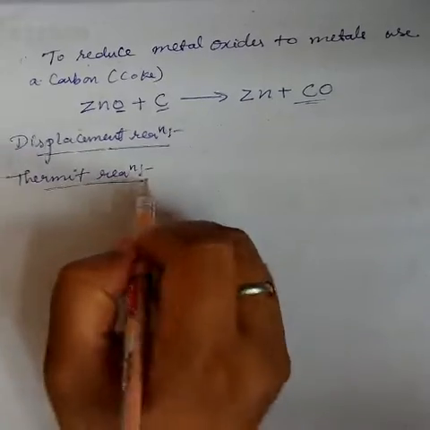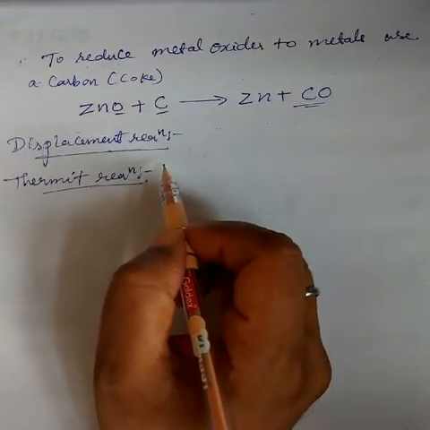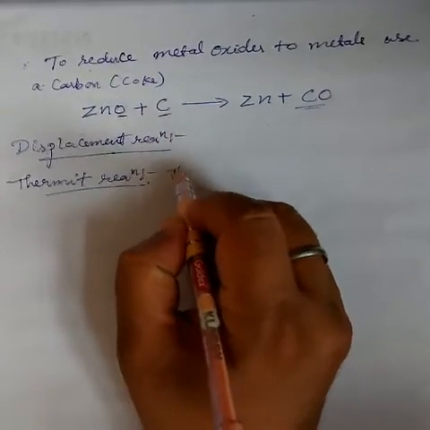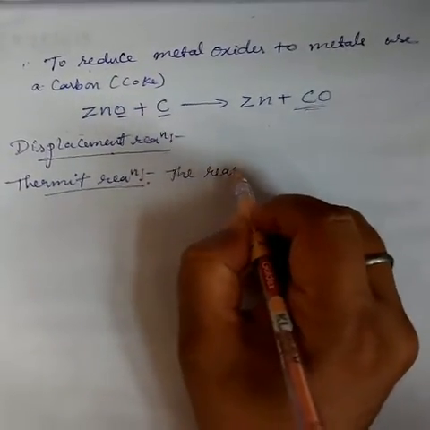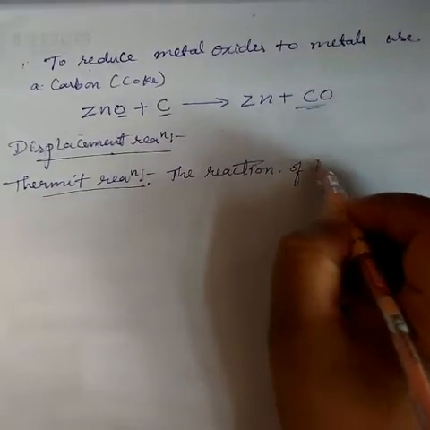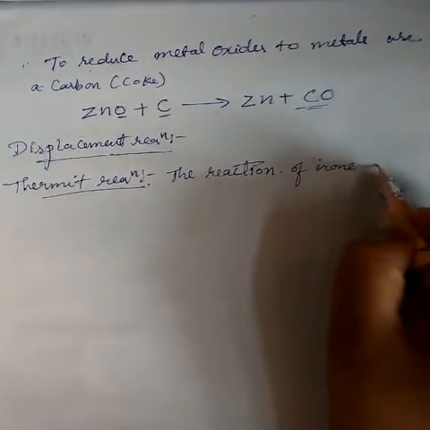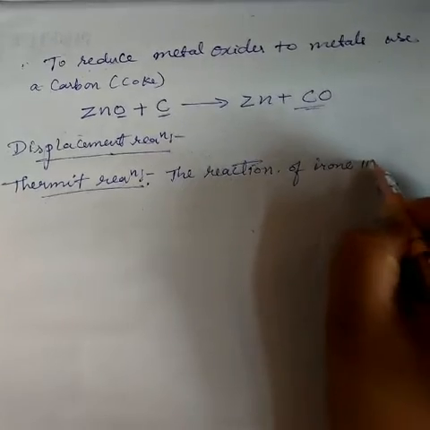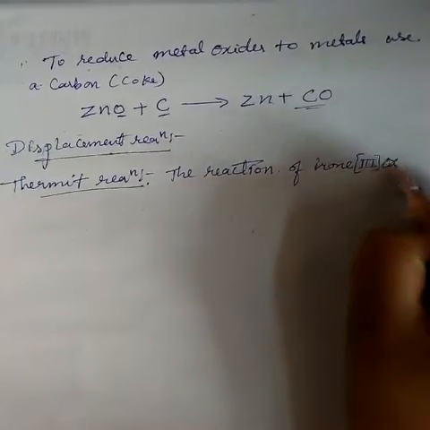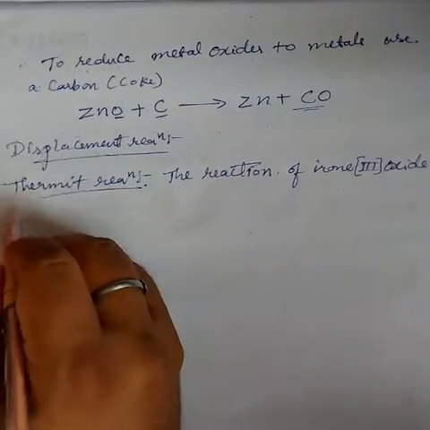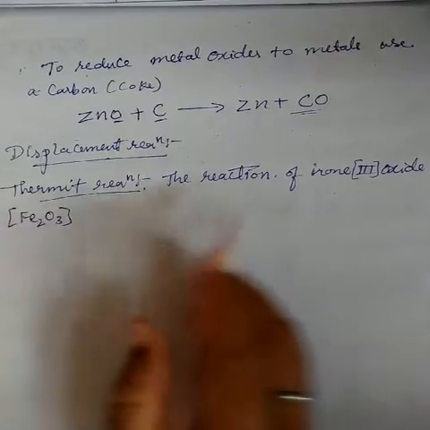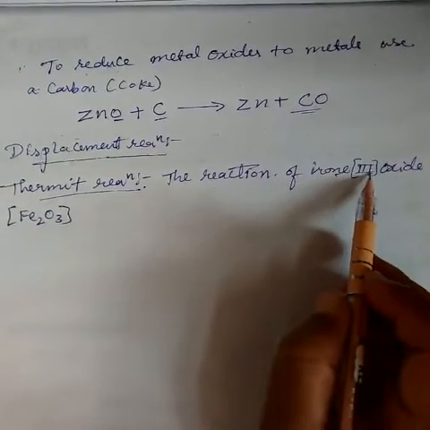In these reactions we use the thermit reaction also; it comes under this. What is the thermit reaction, which is most important and asked many times in the examination? The reaction of iron 3 oxide, that is iron oxide, ferric oxide. What is the formula of ferric oxide? Fe2O3. We use ferric here, that's why we write iron 3.